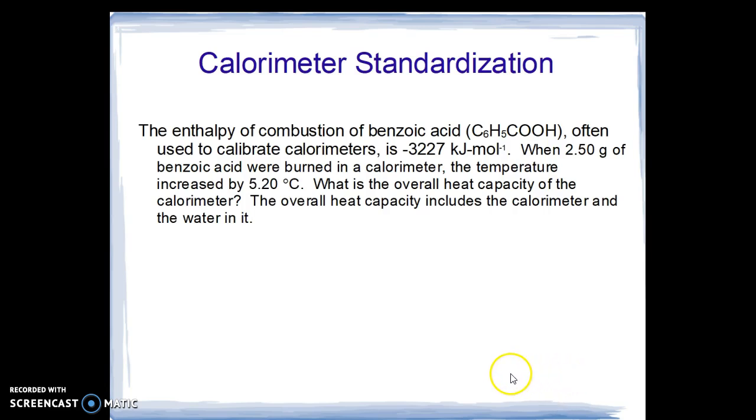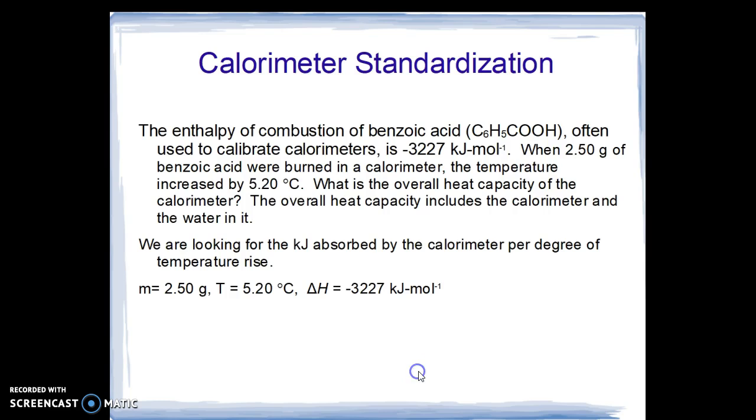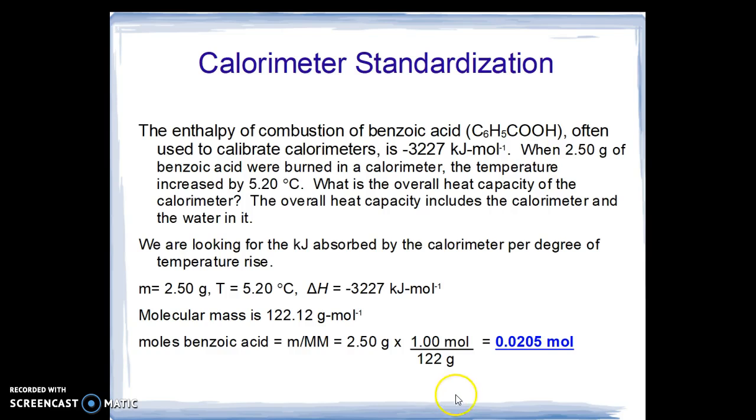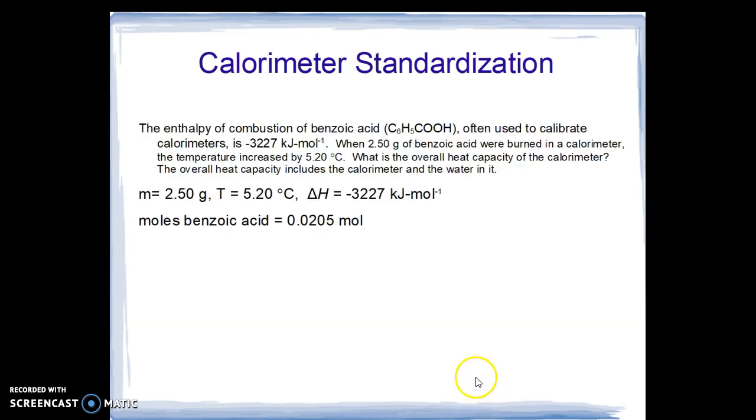Now you can standardize a calorimeter so we can find out how much heat is involved when there's 1 degree change in the whole calorimeter. And we use benzoic acid typically in a combustion to do this. Here we get mass, temperature change, and the delta H of the mole of benzoic acid. Well, we need to know how many moles we've got. We divide by the molar mass and we get 0.0205 moles. Let's go to the next slide.